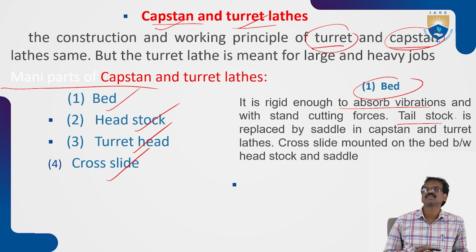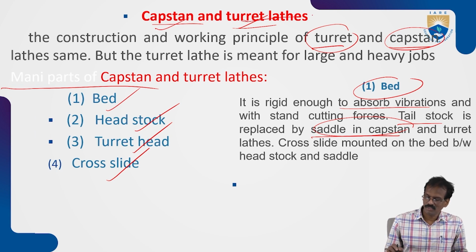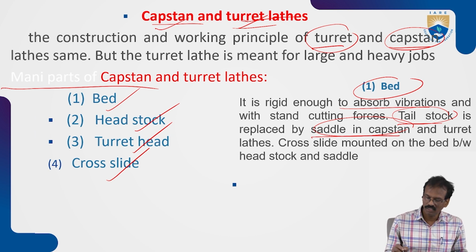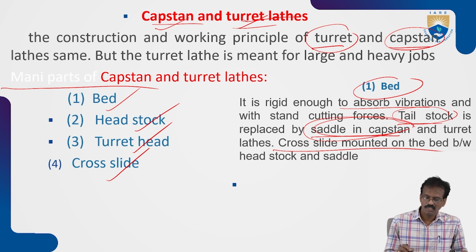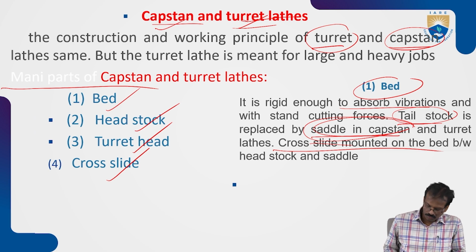So here the main point: the tailstock is replaced by a saddle in the capstan lathe machine. In the turret lathe machine, the tailstock is replaced by a turret head, a hexagonal head. In the case of the capstan lathe, the tailstock is replaced by a saddle capstan. Next, the cross slide is mounted between the headstock and tailstock. With the help of the cross slide, you can fix the tool post and you can move the tool post also.